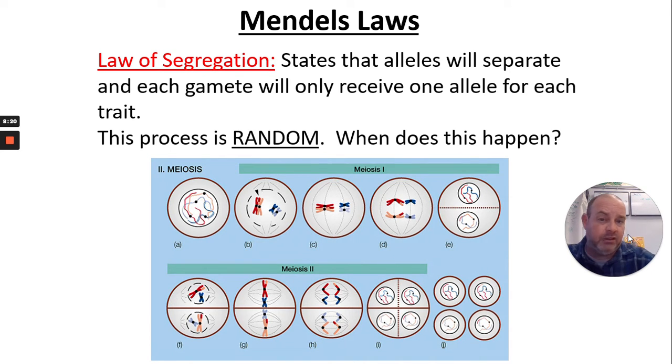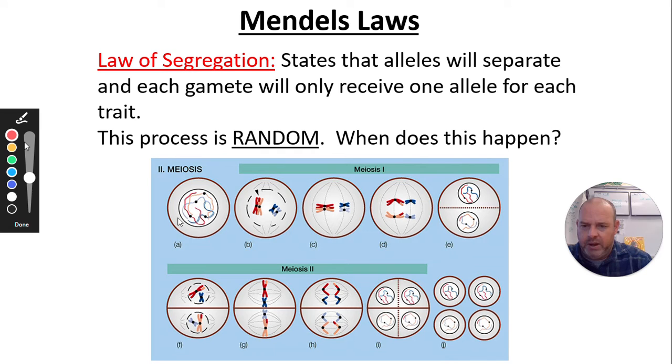That the alleles will separate, and each gamete will receive one allele for each trait, because you're ultimately going to get, if it was a human, you're going to get 23, right? In these final 4 cells down here. Remember, way down here, that these 4 are going to be haploid, and they're just going to get one copy of every chromosome of every trait, right?